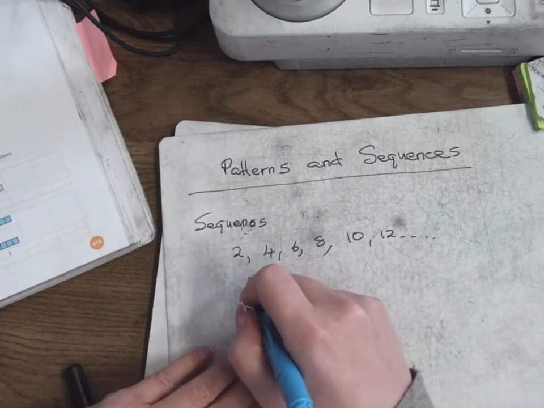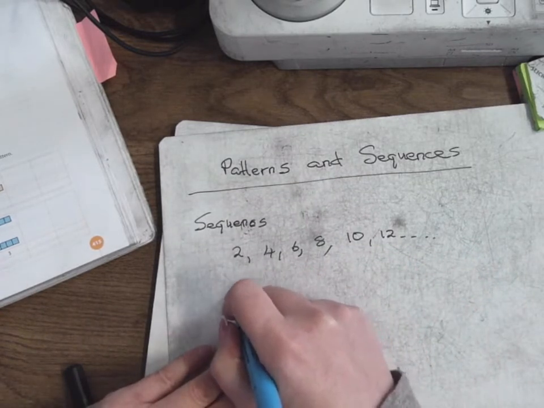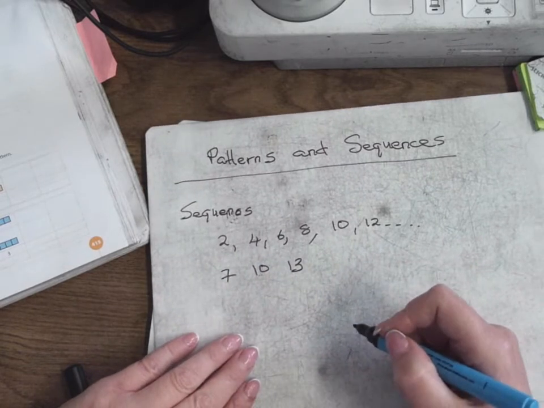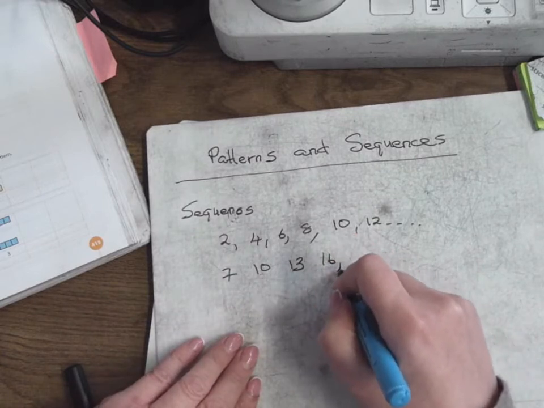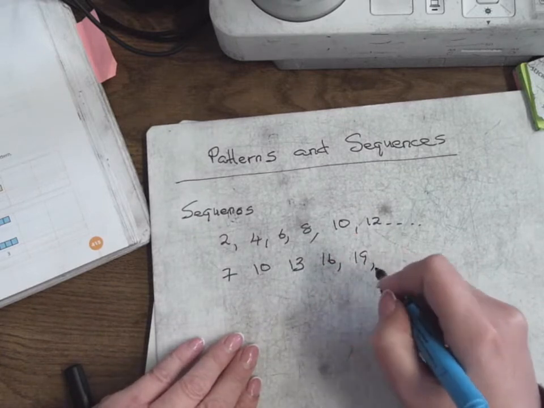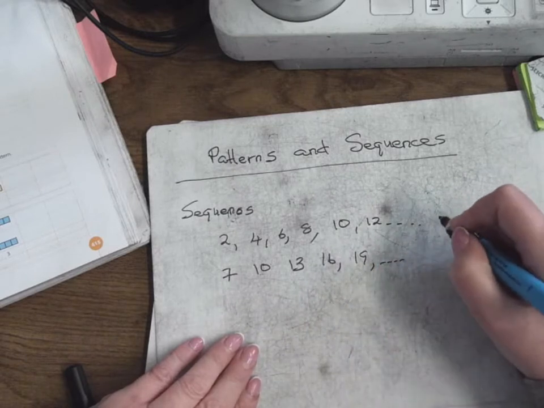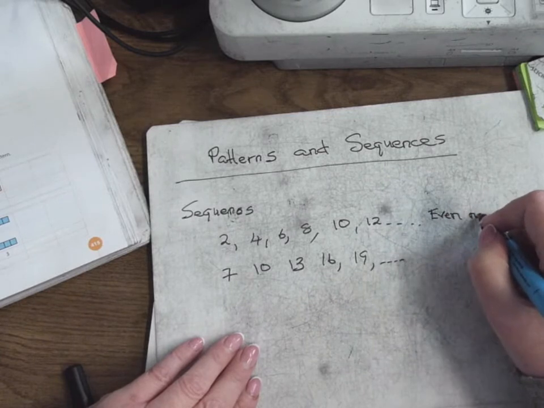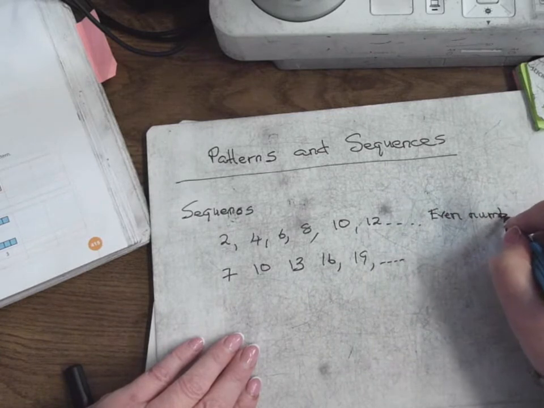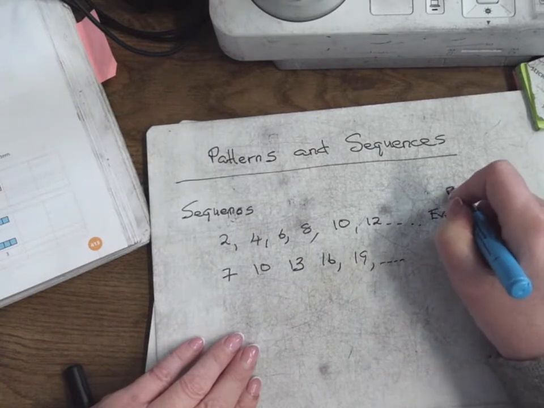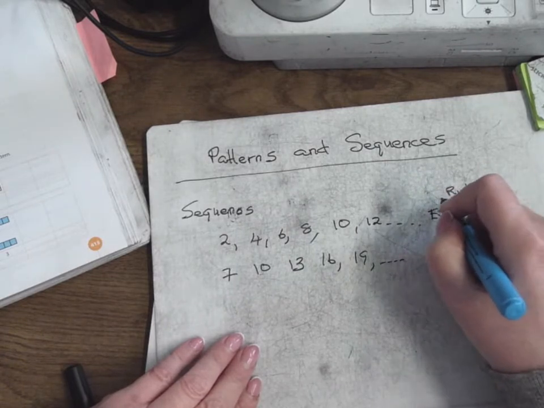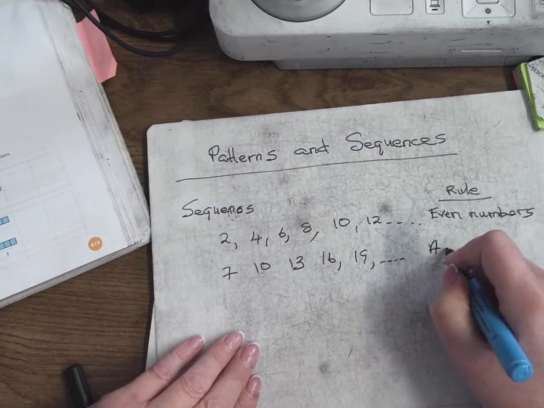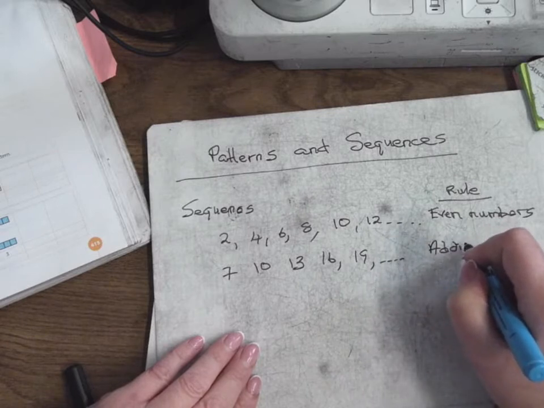If I have a sequence 7, 10, 13, what do you think is next? 16, what's next? 19. What am I doing? Adding 3, isn't it? Here it's all the even numbers, that's my rule. Here I'm adding 3, agreed? So I'll just put rule here. What am I doing? Even numbers, or you could say I'm adding 2 as well. Here I'm adding 3.